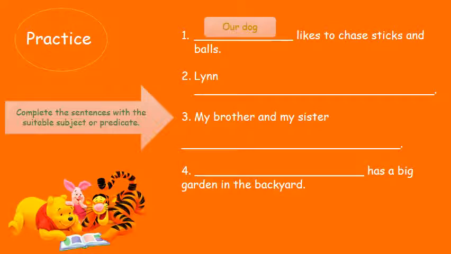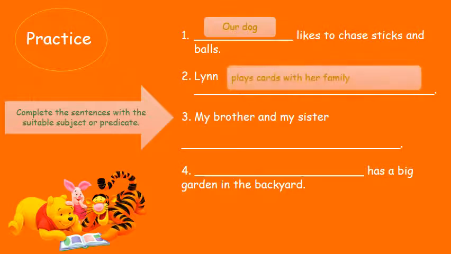Number two, Lean. What about Lean? So I have to complete the sentence with the suitable predicate, okay? What about Lean? Lean likes to travel to Turkey. Lean plays with the ball every day. Lean plays cards with her family, okay? There are plenty of predicates to add to this subject. Number three, my brother and my sister. Notice here, my brother and my sister. So I'm talking about more than one person. You have to pay attention to the verb here. What about my brother and sister? My brother and sister eat their lunch in the bedroom.